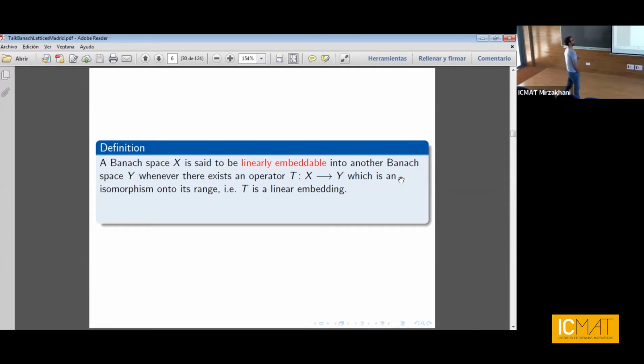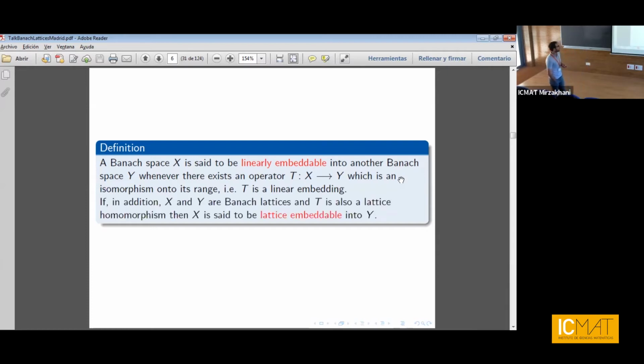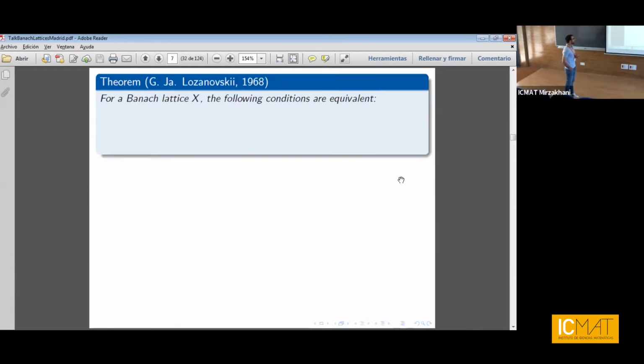So in general, in Banach space theory, we usually consider linear embeddings. But if this embedding is also a lattice homomorphism, then we say that the Banach lattice X is lattice embeddable into Y. So we are going to deal with linear embeddings, with lattice embeddings, and we are also going to consider embeddings through positive operators.